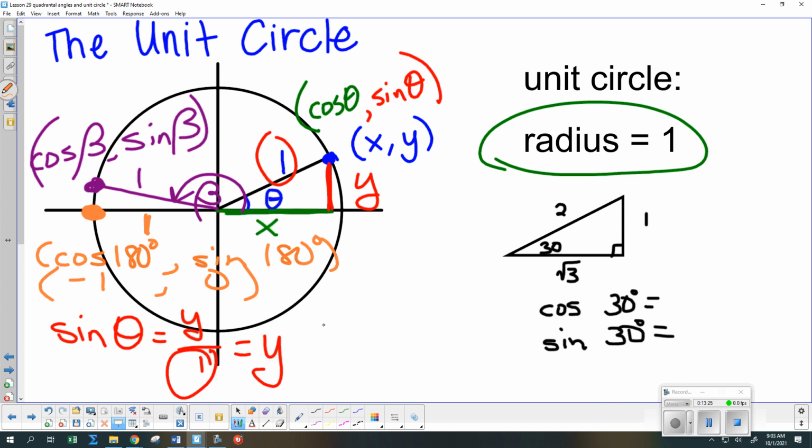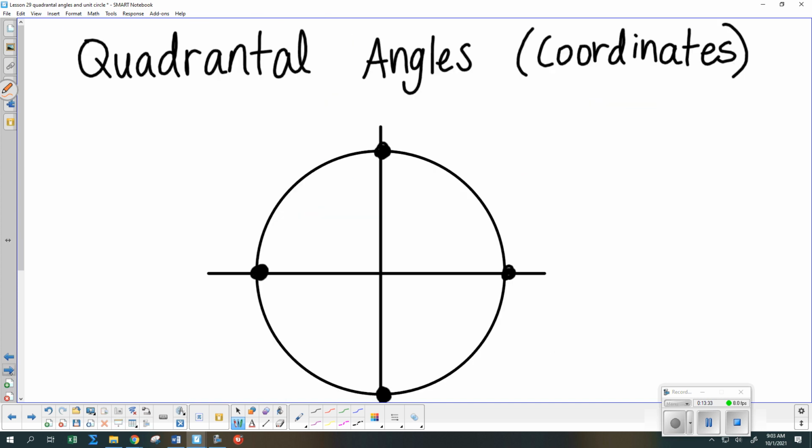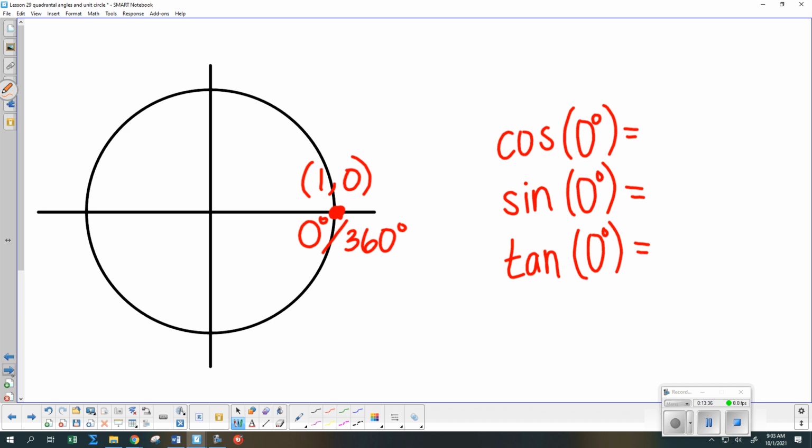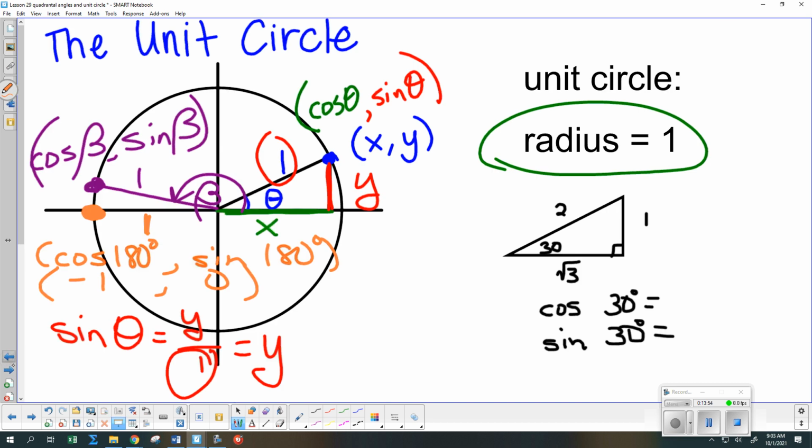So that's how we're going to define these for those quadrantal angles. If we're on a unit circle, radius is 1, what are the first and second coordinates at those quadrantal angles? So starting to put that down, if I'm at 0, I'm at 1, 0. So the cosine of 0 is 1, and the sine of 0 is 0. Tangent. That one's going to be a little bit more of a challenge. Let's come back to that last picture.